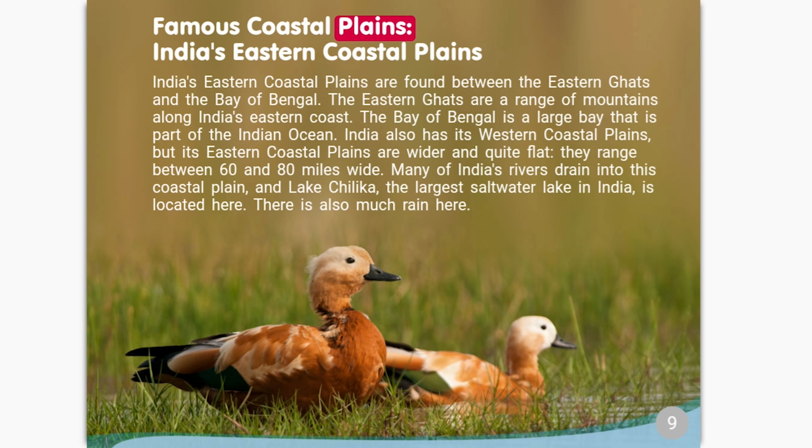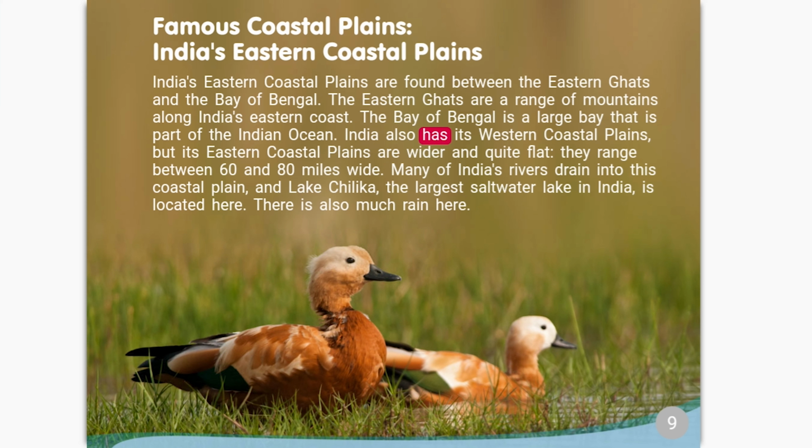Famous coastal plains, India's eastern coastal plains. India's eastern coastal plains are found between the Eastern Ghats and the Bay of Bengal. The Eastern Ghats are a range of mountains along India's eastern coast. The Bay of Bengal is a large bay that is part of the Indian Ocean.